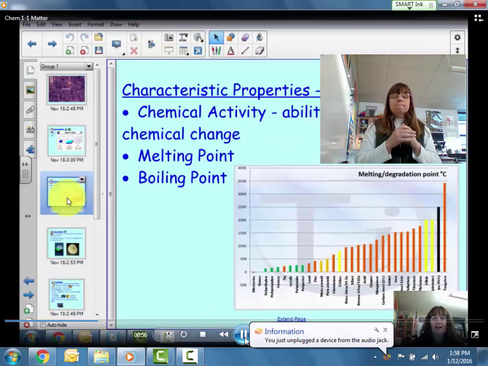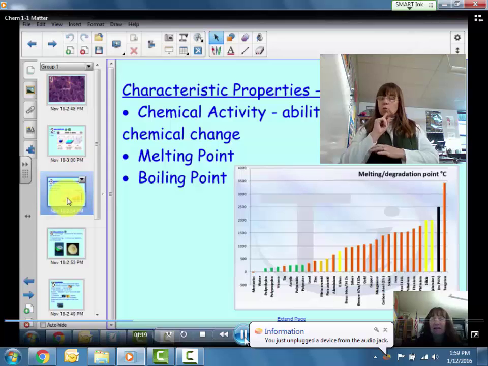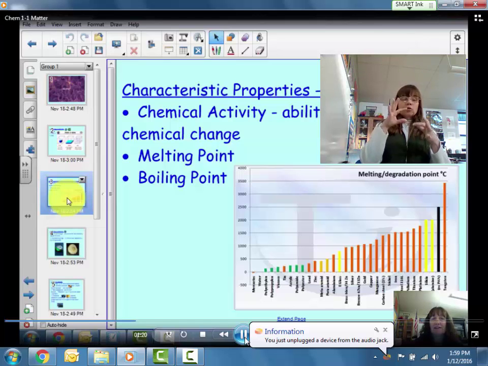All right, and then we have characteristic properties. Characteristic properties are things that never change for that element. One of those is chemical activity, and that means its ability to undergo a chemical change. So it's really its ability to bond with other elements to make new chemicals. If it's really active, it likes to bond with lots of different things and make lots of different chemicals. If it's not active, it likes to kind of stay by itself.